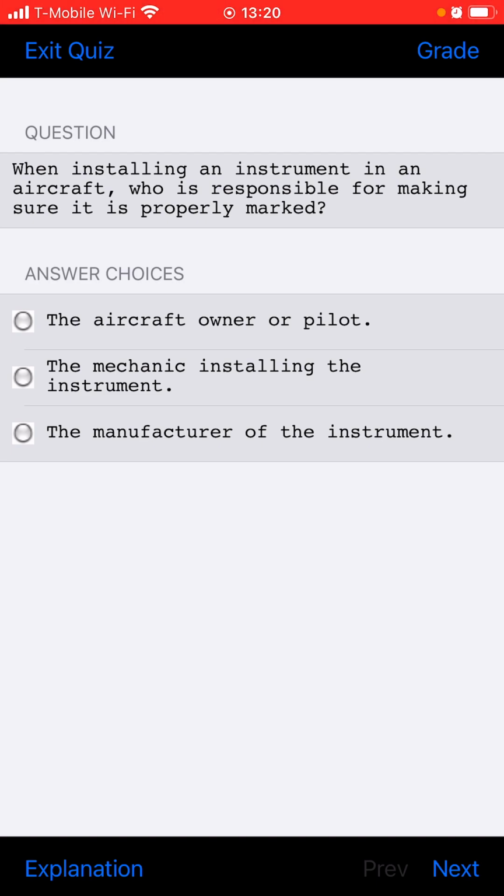Why should you avoid cleaning obstructions from the sensing holes in the pitot-static system with a tool? The holes are aerodynamically critical.